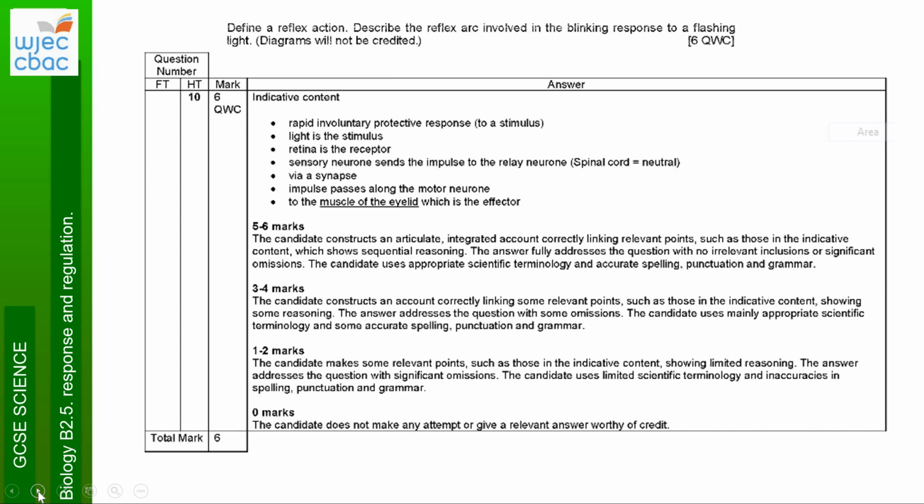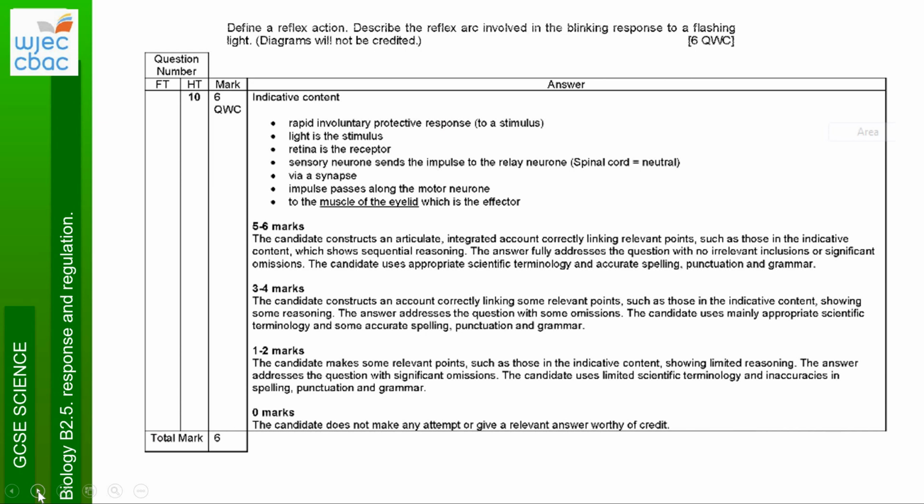So at the top where it says indicative content, that's the sort of scientific knowledge that they'd be looking for in your answer. So firstly, explaining what a reflex action is. So it's a rapid or fast, involuntary, protective response to a stimulus. So you've mentioned that it's fast, it's involuntary, so you're obviously not deciding to do it, and that they are a protective response. Now we mentioned those 3 features of reflex actions back on page 7. So that's for the first bit, so defining what it is, and then you needed to describe the reflex arc.